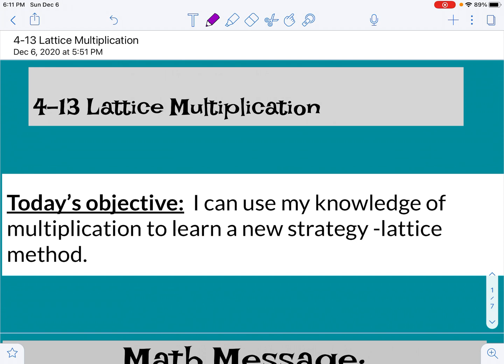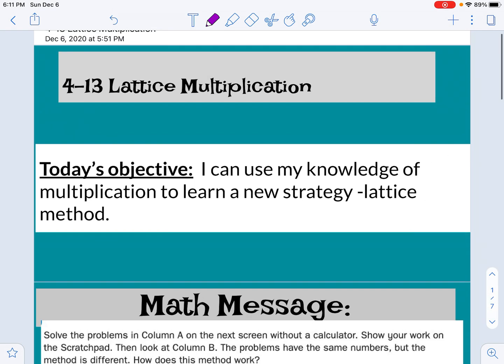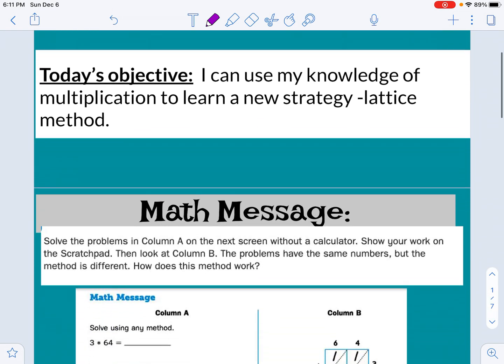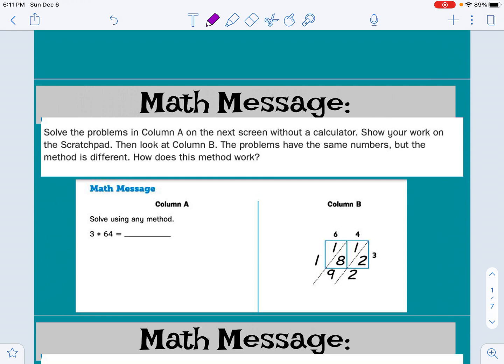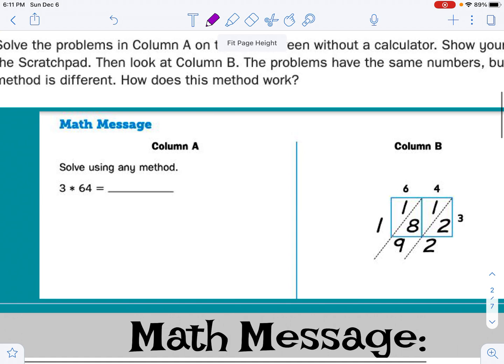You probably have seen it before. You got introduced to it a little bit last year, and it might come back to you quickly, and you might remember really liking it. Some students really enjoy this method. So I can use my knowledge of multiplication to learn a new strategy, the lattice method, today. We're going to solve this problem in column A with any method we like, and then look at column B, which is the lattice method, to see how it works.